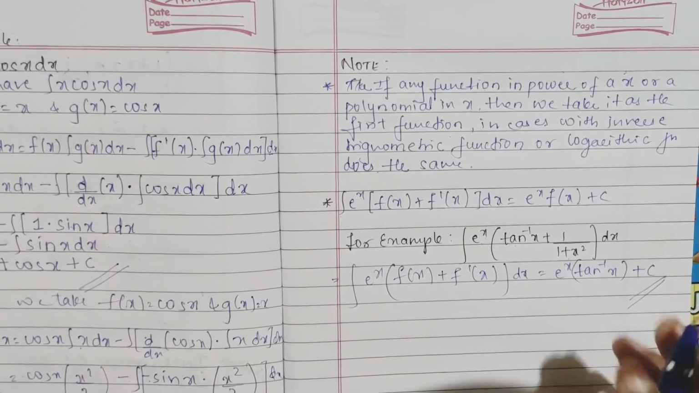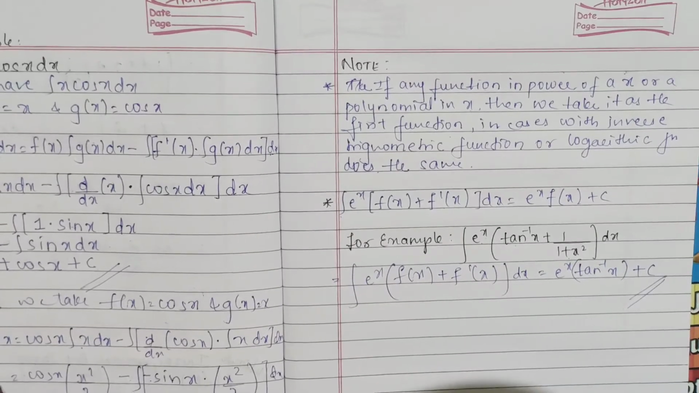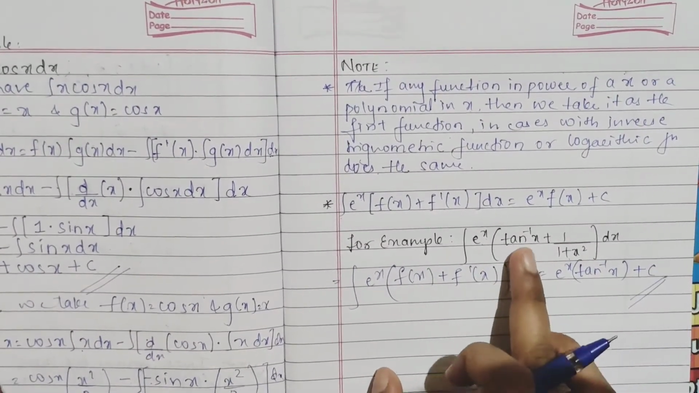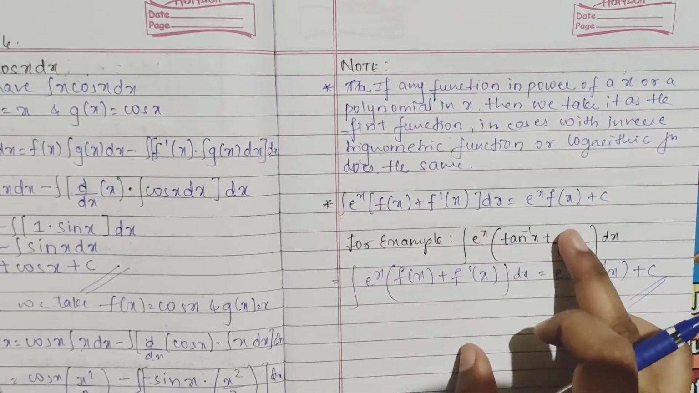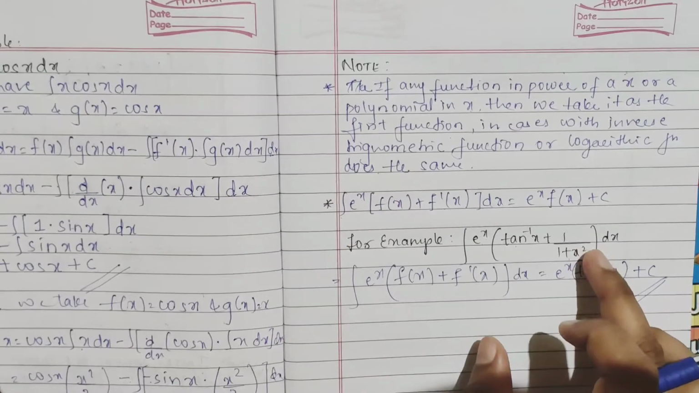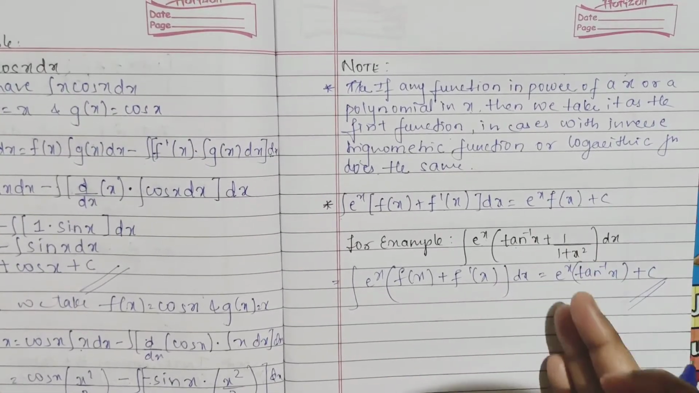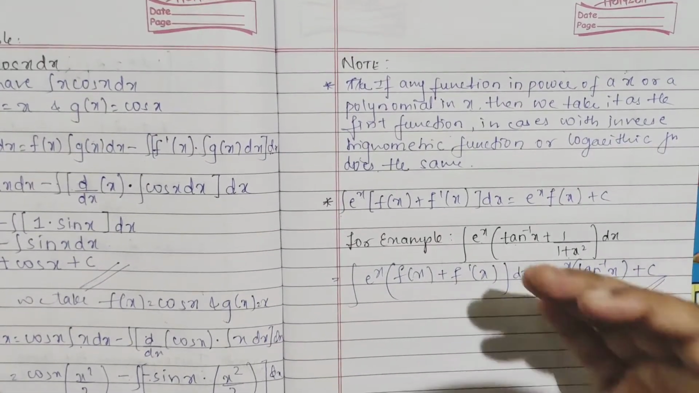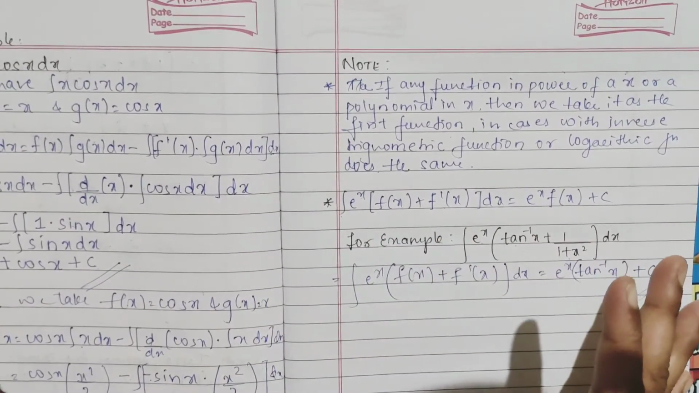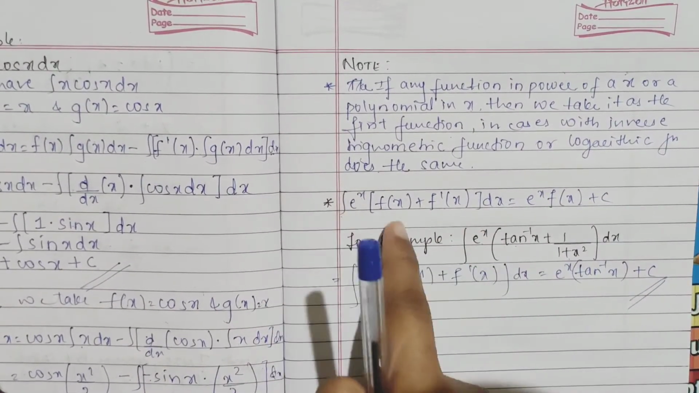Finished. If you have such a form, you have to check the question properly. If you have sin inverse x plus 1 by root of 1 minus x square, then directly you write e to the power x sin inverse x. No need of going any step further, like applying by parts or anything. You have to remember this. Okay, I have given you this in the note only.